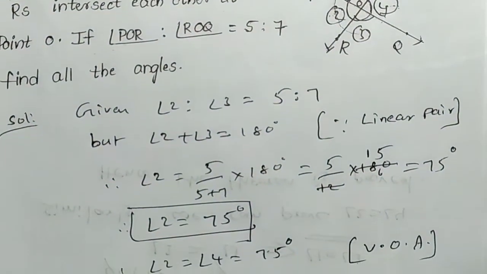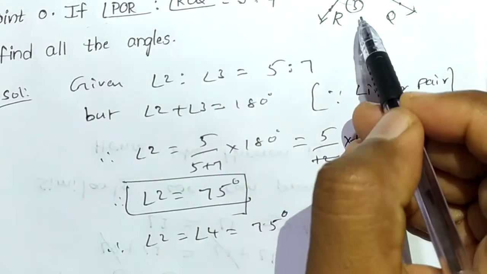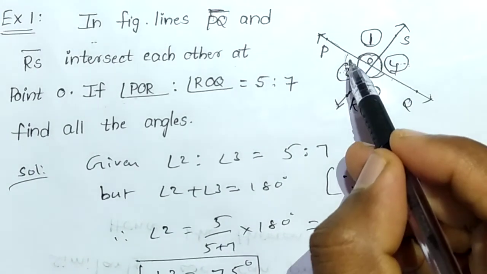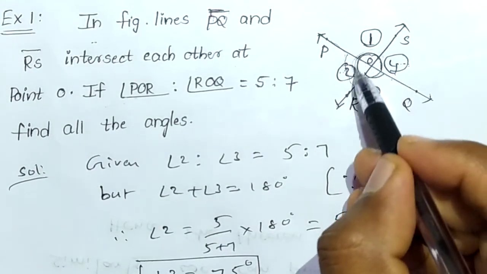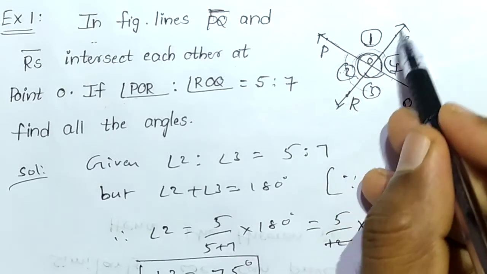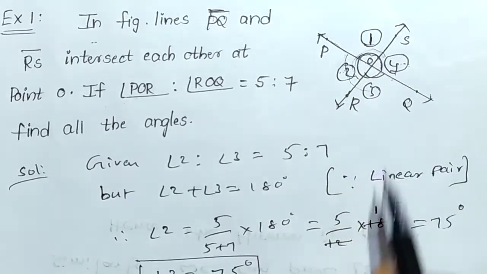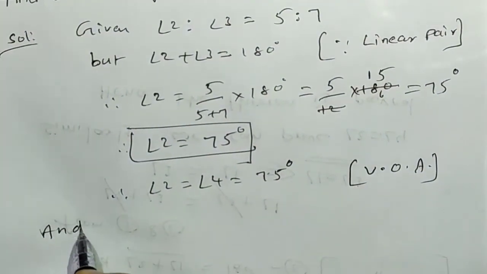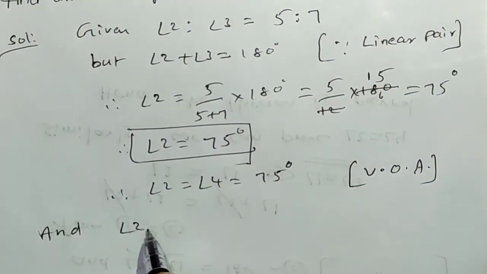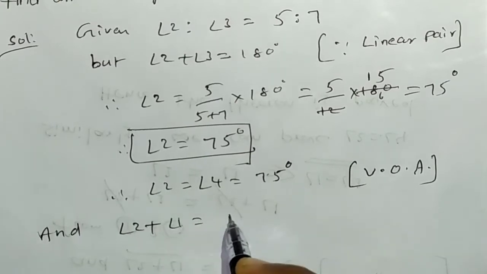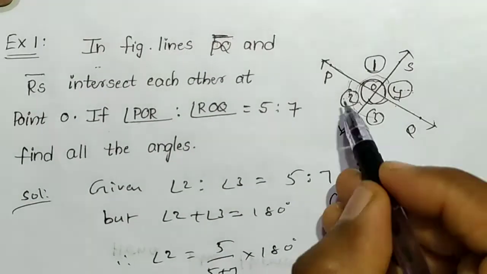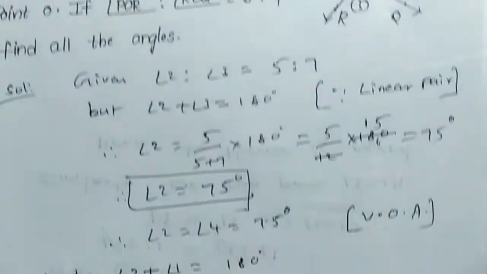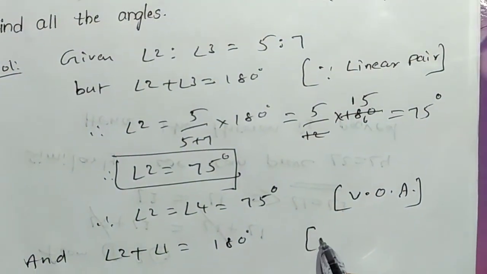Now we have to find the remaining angles 1 and 3. We know angle 2 plus angle 1, these two are also a linear pair. These two angles form a straight line and a straight angle here. Angle 2 plus angle 1 is equal to 180 degrees. Angle 2 and angle 1 are linear angles.